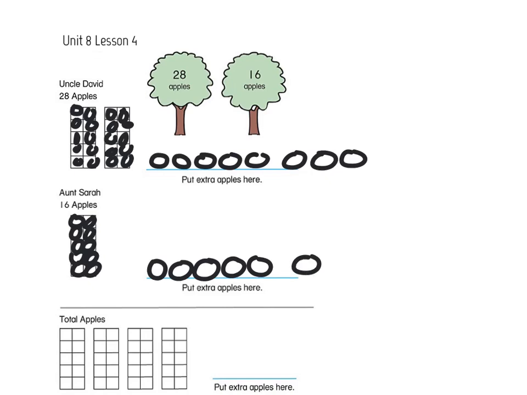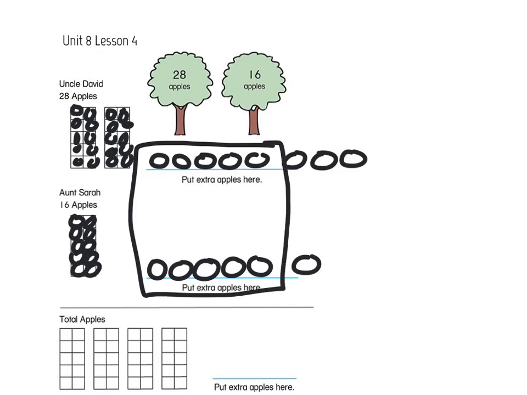All right, so starting with Uncle David and Aunt Sarah's apples. I'm going to see if I can make a new 10. And here I see 5, 1, 2, 3, 4, 5, and 1, 2, 3, 4, 5. 5 and 5 make a 10. So I'm going to circle that to mark that I have a new 10. So now I'm going to count. 10, 20, 30, 40, 41, 42, 43, 44.